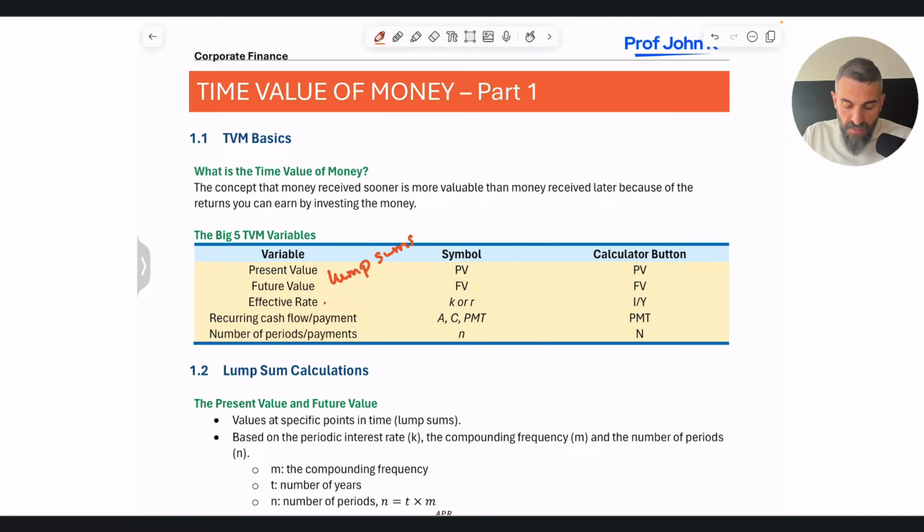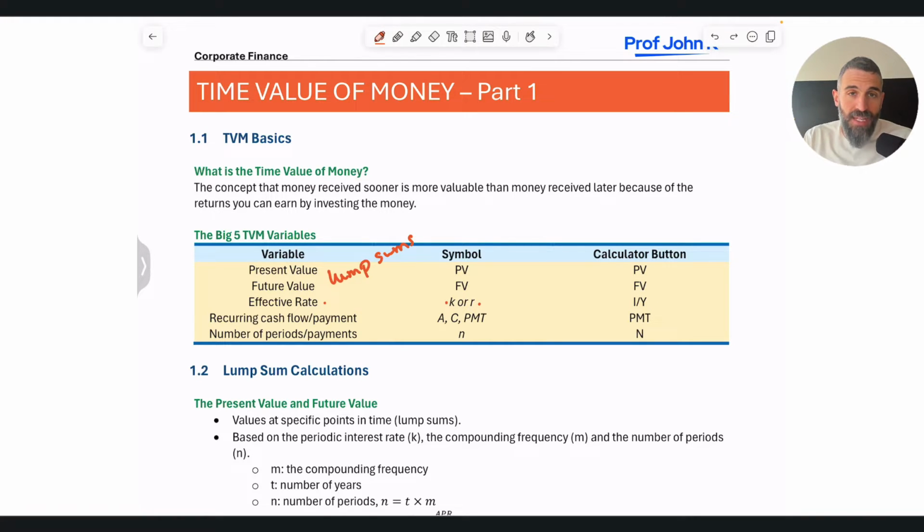The symbols, there are many different symbols. You might use K, you might use R, you might use I, right? Those are all the same. I tend to use K, and so I'll be using K for my effective rate throughout. That's when I'm using formulas. On the financial calculator, the symbol or the button is I over Y.